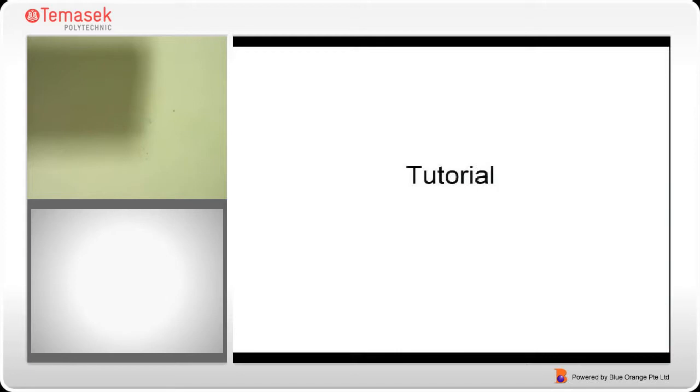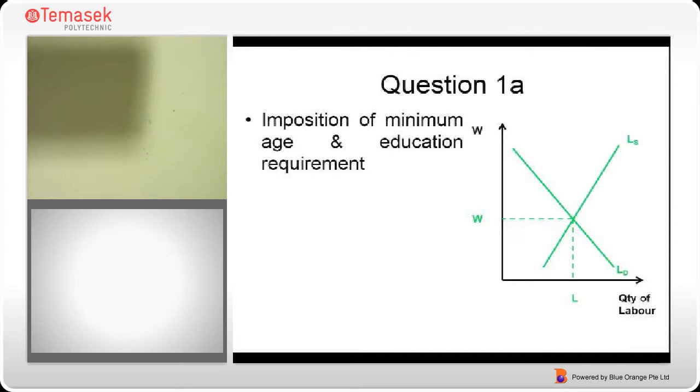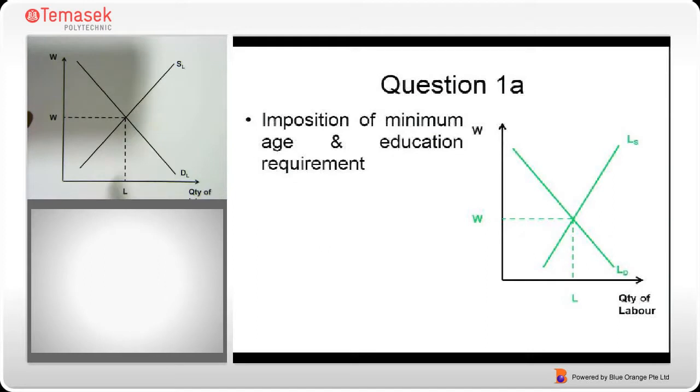for part A, the question reads, imposition of minimum age and education requirements for new foreign domestic workers in Singapore. First and foremost, we need to establish our equilibrium. This is our equilibrium, where you have labor demand and labor supply. And this is essentially the question, the cause, because of an imposition of minimum age and education requirement for new foreign domestic workers, we want to find out the effect on the wage rate and employment level.